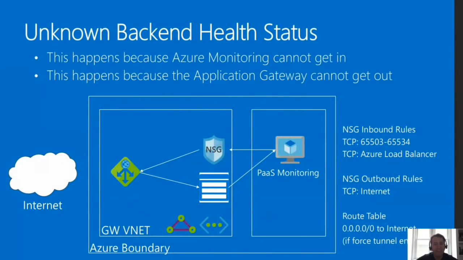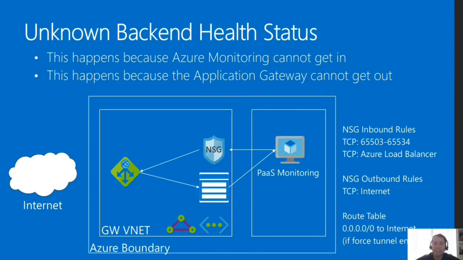And finally, the last one I deal with: unknown backend health status. This happens every time I go to troubleshoot an application gateway. I'll go look at backend health status because that's the first thing I should do. I should always see if my backends are healthy and all the probes are configured correctly, with big green check boxes on that page. But most of the time, when I get there with one that's having a problem, I see unknown gray boxes everywhere. And there are only two reasons that happens.